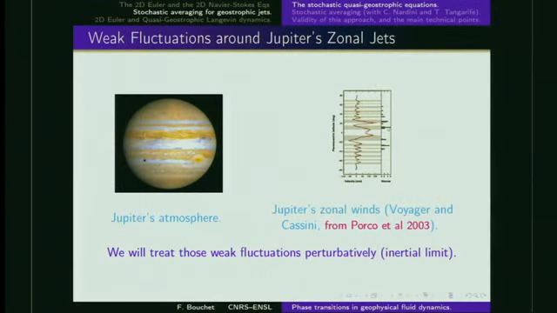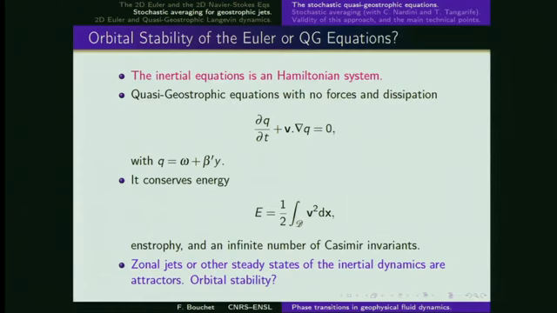It is very similar to what happens on Jupiter, and what is extremely similar is the fact that there are very weak fluctuations close to this base flow. This is basically what corresponds to this inertial limit. And the point is that we will treat those weak fluctuations perturbatively.